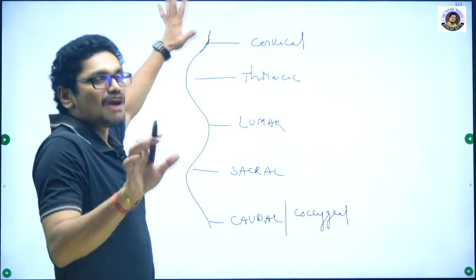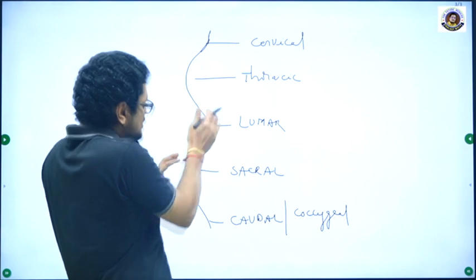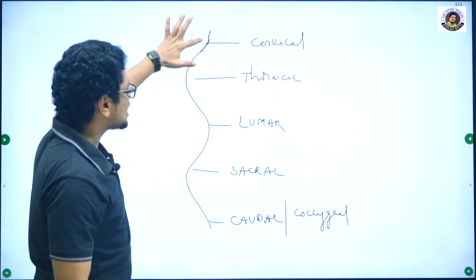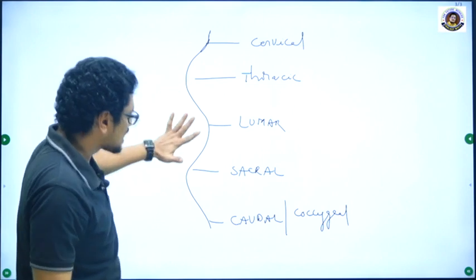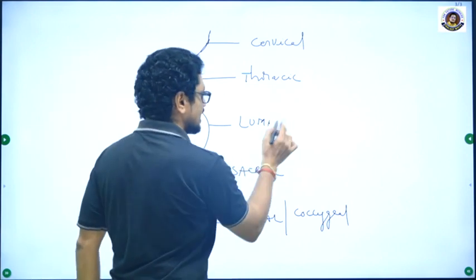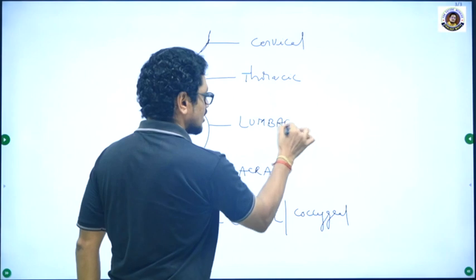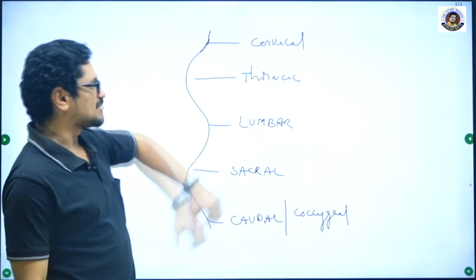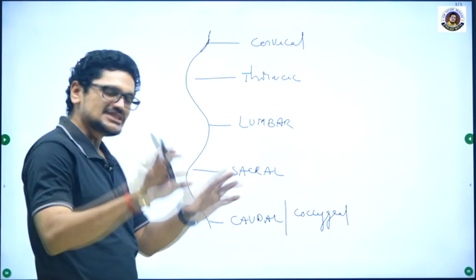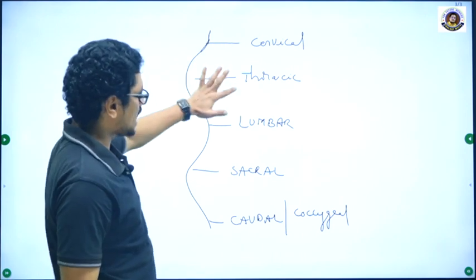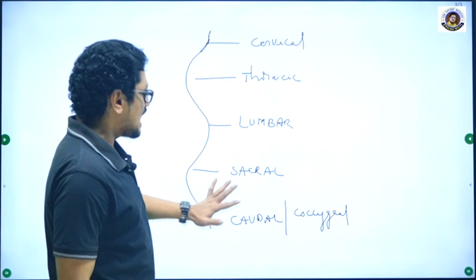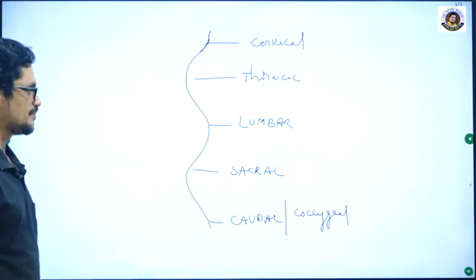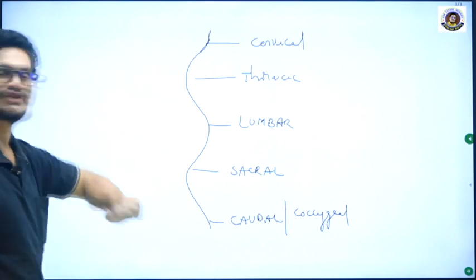To have some more clarity, I maintained some deeper curvatures in the drawing. Say this is cervical, this is thoracic, this is lumbar, L-U-M-B-A-R. Sometimes I am writing with capital letters. Cervical, thoracic, lumbar, sacral, and caudal or coccygeal region. These are all the regions of the vertebral column.